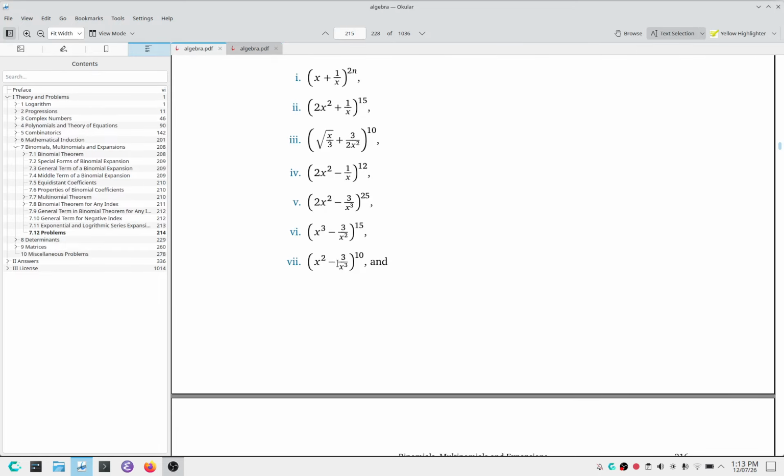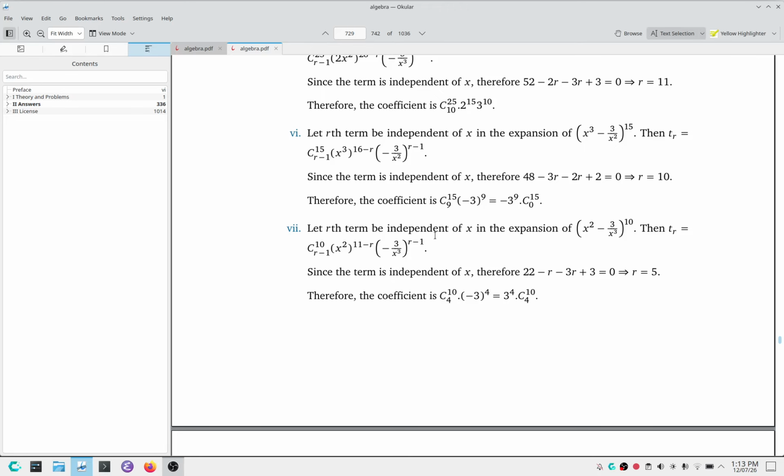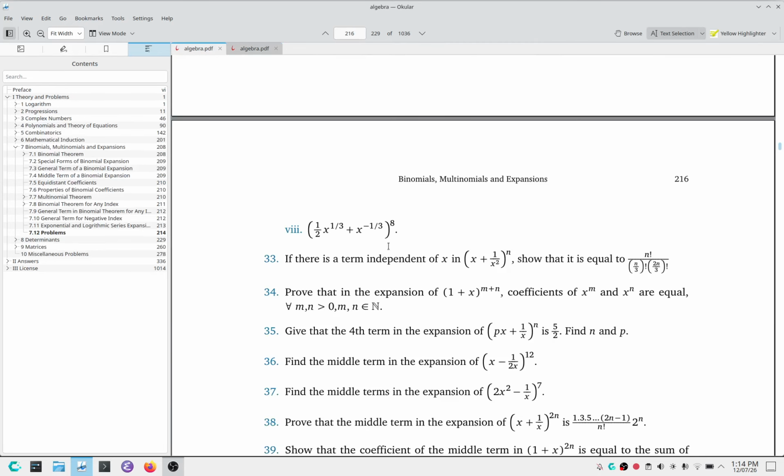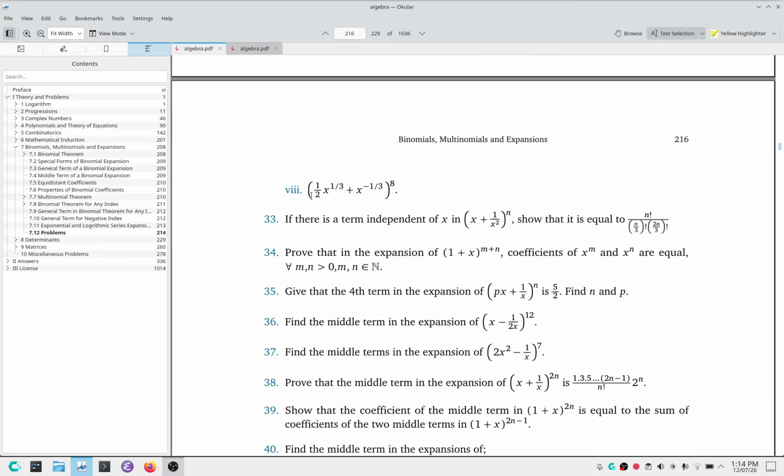7 is x squared minus 3 upon x cubed, raised to the power 10. Again, T_r is 10C(r minus 1) times x squared raised to the power 11 minus r, times minus 3 upon x cubed raised to the power r minus 1. And now the sum of powers of x would be 22 minus 2r, there should be 2r here. Another mistake. 22 minus 5r plus 3 is equal to 0, so r is equal to 5. And this coefficient is 3 raised to the power 4 times 10C4. Okay.